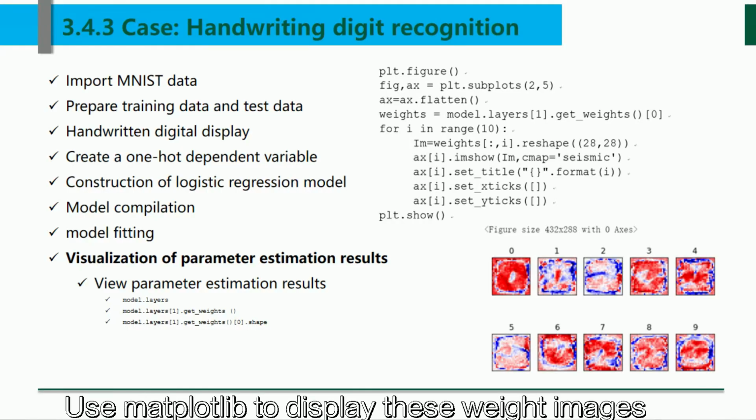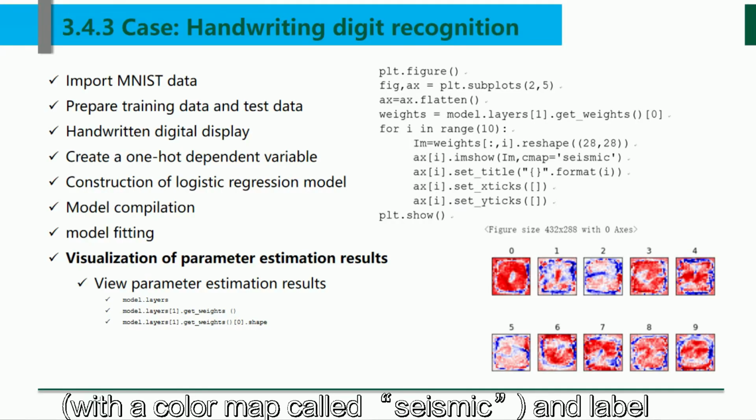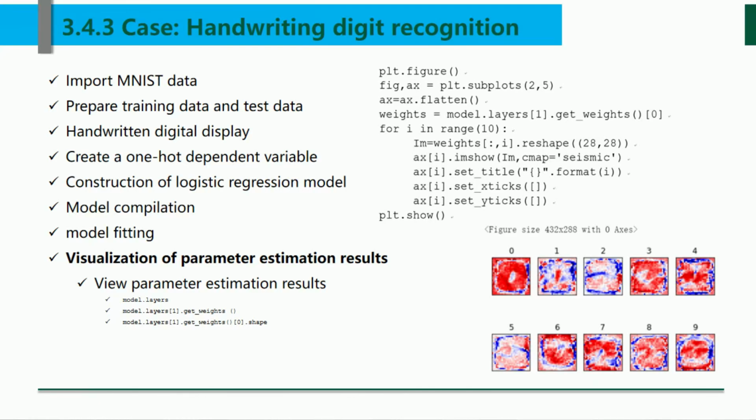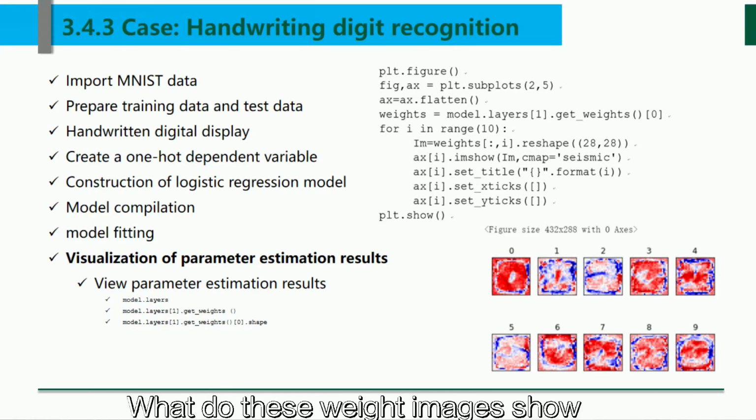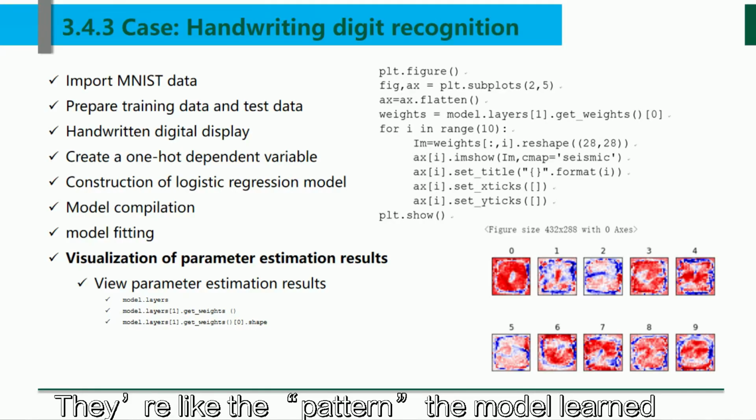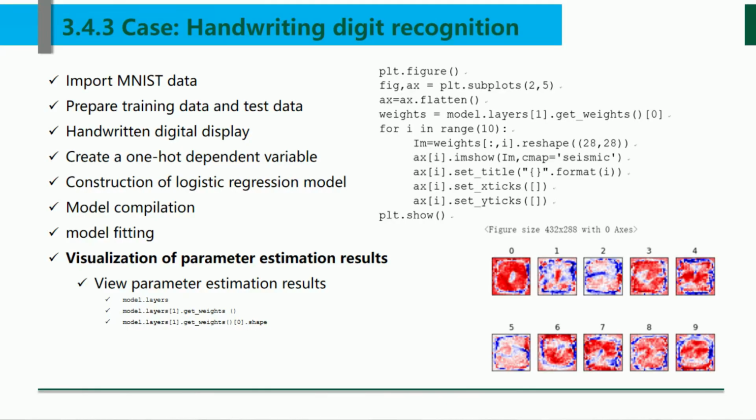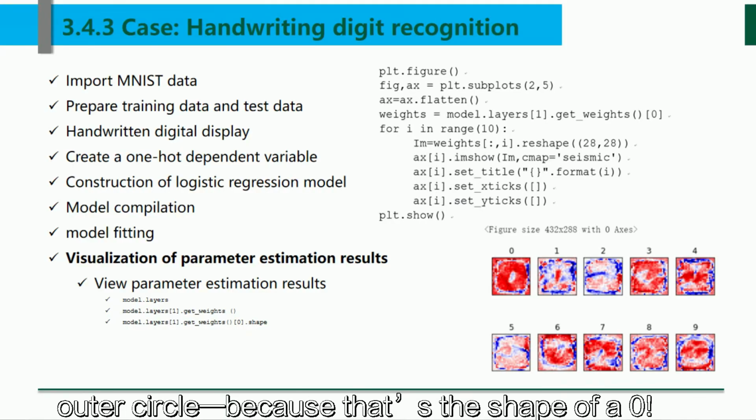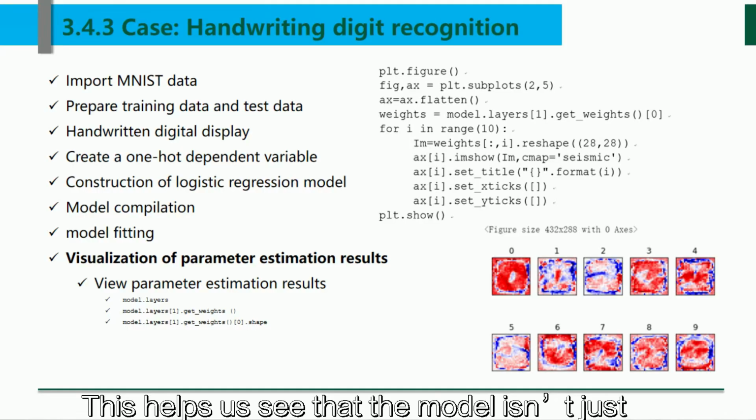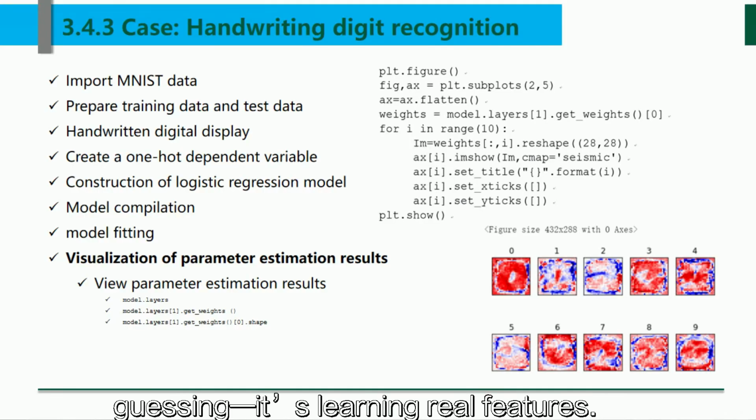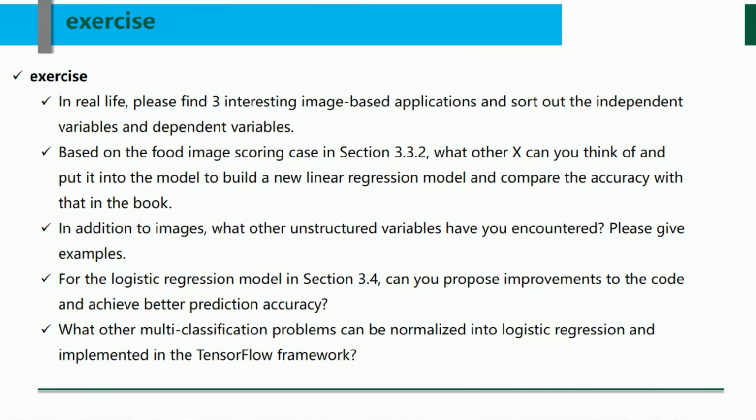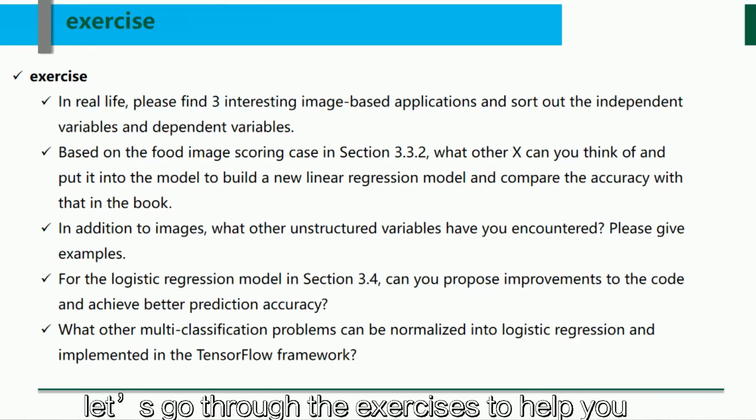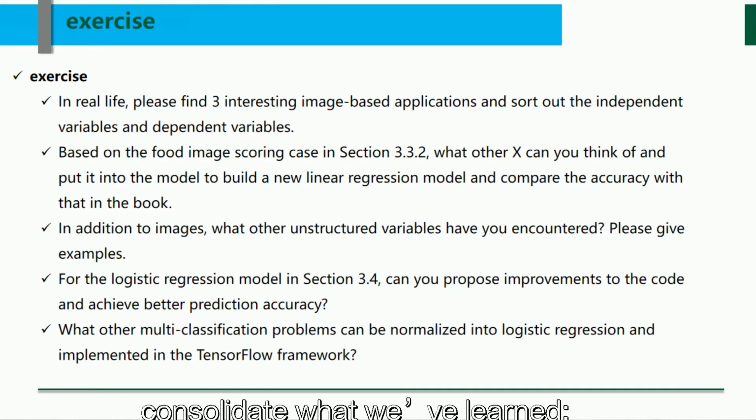Use Matplotlib to display these weight images with a color map called seismic, and label each one with the corresponding digit. What do these weight images show? They're like the pattern the model learned for each digit. For example, the weight image for digit 0 will have a bright outer circle because that's the shape of a 0. This helps us see that the model isn't just guessing. It's learning real features. Finally, let us go through the exercises to help you consolidate what we've learned.